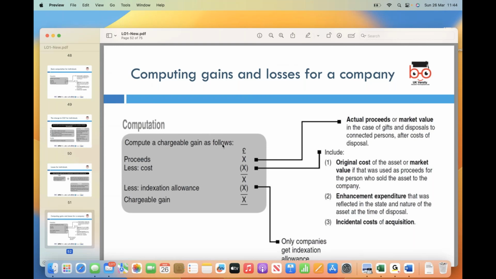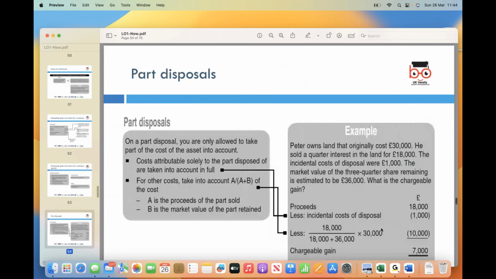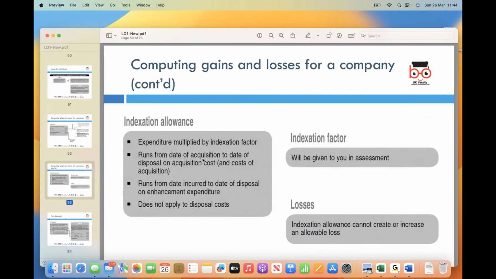Calculate the indexation allowance, which is only available to companies. Any idea about indexation allowance? No. Okay. The indexation allowance runs from the date of acquisition or date of expenditure, multiplied by the indexation factor.